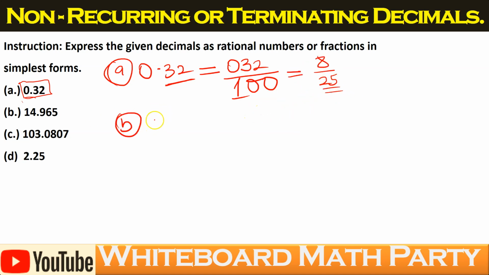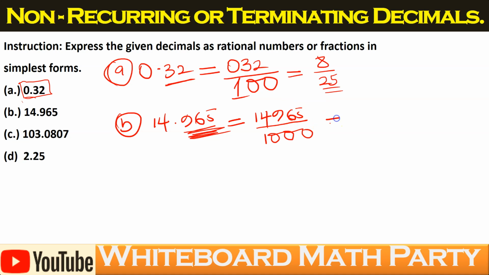For question B, we have 14.965. I already have a whole number part, but all I need to do first is remove the decimal point and express everything as a whole number. So you have 14965 like this. The denominator, you can write 1 down, then go and count. How many digits do you have after the decimal point? We have 3 digits. That means we have to add 3 zeros. It's the same thing as 10 raised to the power of 3. So at this point, all you need to do is to simplify this number.